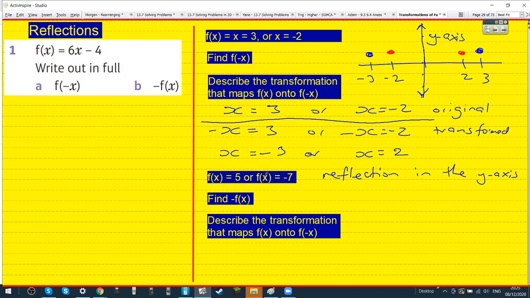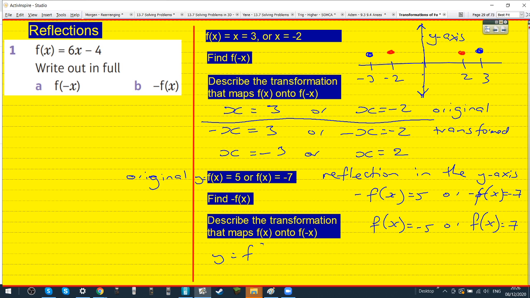f of x equals 5 or f of x equals minus 7. We transform it from y equals f of x to y equals minus f of x. So minus f of x equals 5 and minus f of x is minus 7. Solve for f of x each time. So would it be minus 5 and 7? Yeah. So if we were to sketch it, 5 became minus 5, and minus 7 became 7. What type of transformation is that? Reflection in the x-axis. Well done.